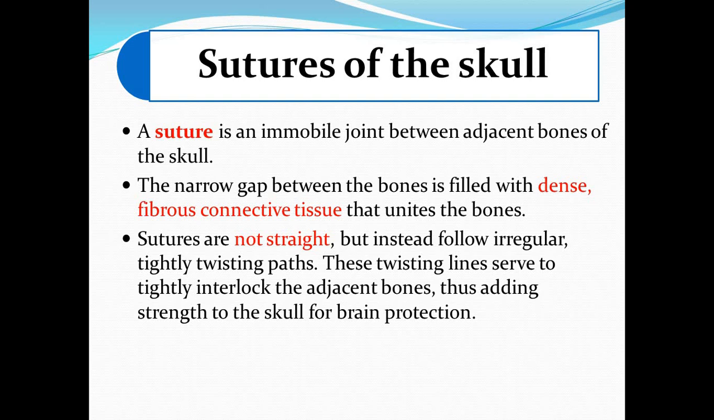These sutures are not straight in shape. Instead, they are irregular and tightly twisting. These twisting paths or lines serve to tightly interlock the adjacent bones, adding strength to the skull for better brain protection, which is the main function of the skull.